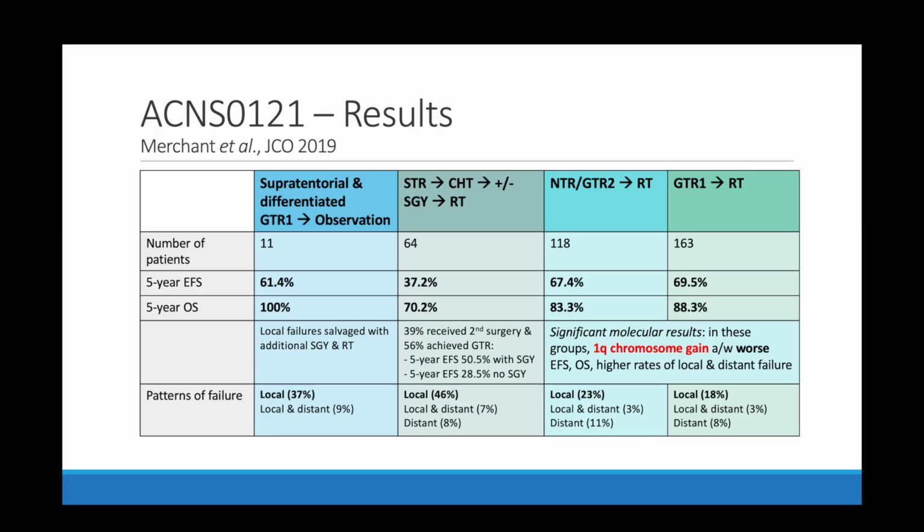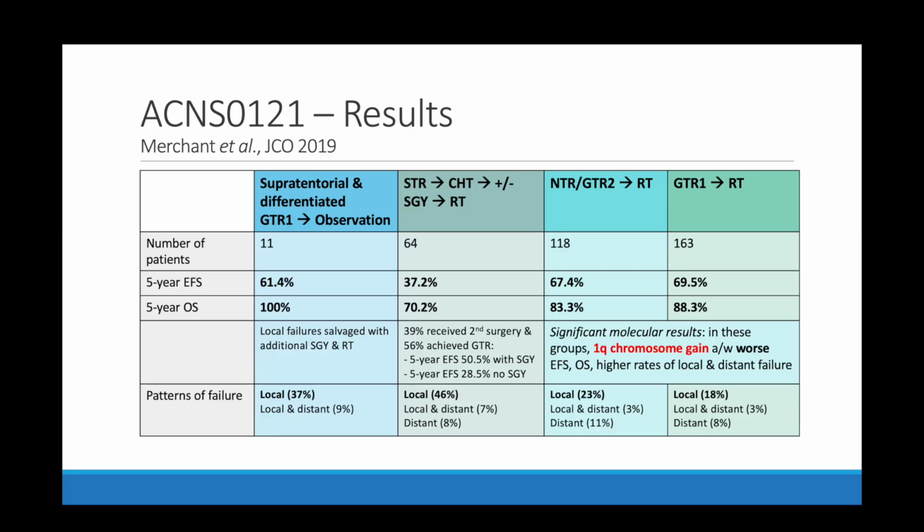Importantly, there was a significant result on molecular testing for these 2 arms. In these groups, there was a molecular marker, 1q chromosome gain, and patients that had a 1q chromosome gain were associated with worse EFS, OS, and higher rates of local and distant failure. So having that 1q chromosome gain when they had gross total or near total resection was associated with worse prognosis and higher rates of local and distant failure. That's an important molecular marker to know.